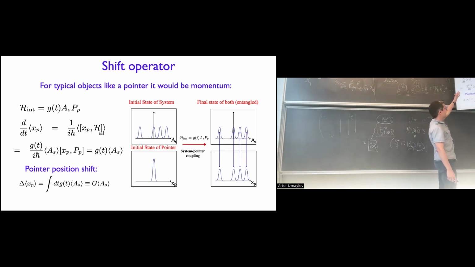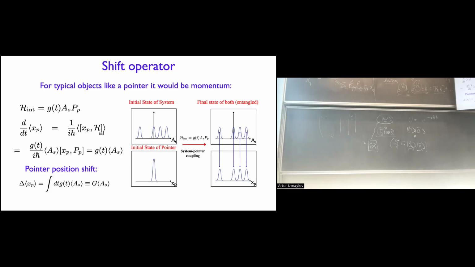And if we connect the system with the pointer for some time, not too long, right? Then the shift of the average position will be given by the time integral, right? This coupling is switching on and off. And so eventually we get some shift of the pointer proportional to the expectation value of our system operator, right?